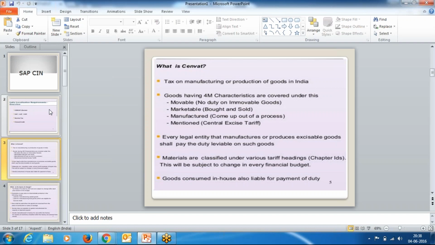As per the material classification characteristic, the government provides various tariff headings, which we call chapter ID. If we talk about a particular type of material, say fuels like coke and coal, they'll have one chapter ID, and that chapter ID will be given by the Government of India. If you want to produce anything and your goods come under the excisable category, first of all we have to apply for excise registration. Then that registration will be a part of your SAP configuration.